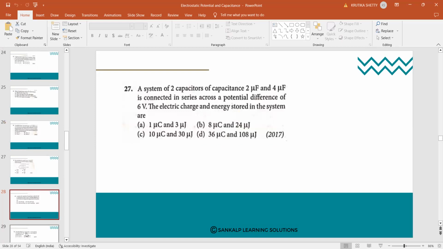The next question is, a system of two capacitors of capacitance 2 microfarad and 4 microfarad is connected in series across a potential difference of 6 volt. The electric charge and the electric energy stored in the system are. So they are giving you two capacitance values, 2 microfarad and 4 microfarad, connected in series. The potential difference is given. We need to calculate the electric charge and the energy stored. So a little bit quite simple question.